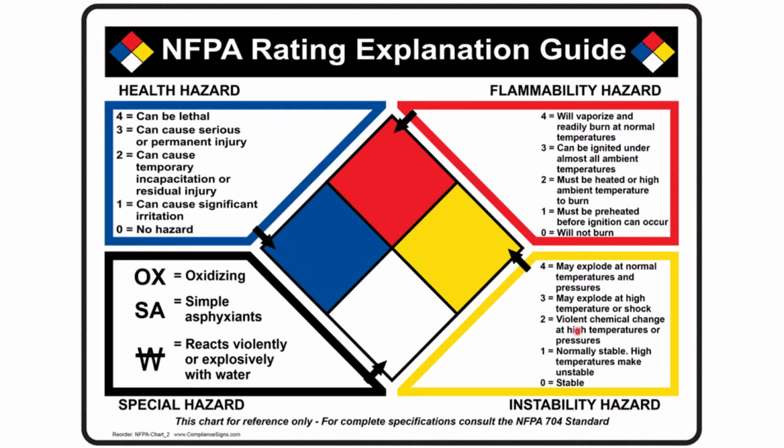This one is another diagram of the NFPA rating explanation guide. So do not forget, class, the ratings from 0 to 4 of the different quadrants, the health, flammability, and instability hazards. For this special hazard here, class, there are symbols such as OX for oxidizing, SA for simple asphyxiants, while the W with a strike through means reacts violently or explosively with water.